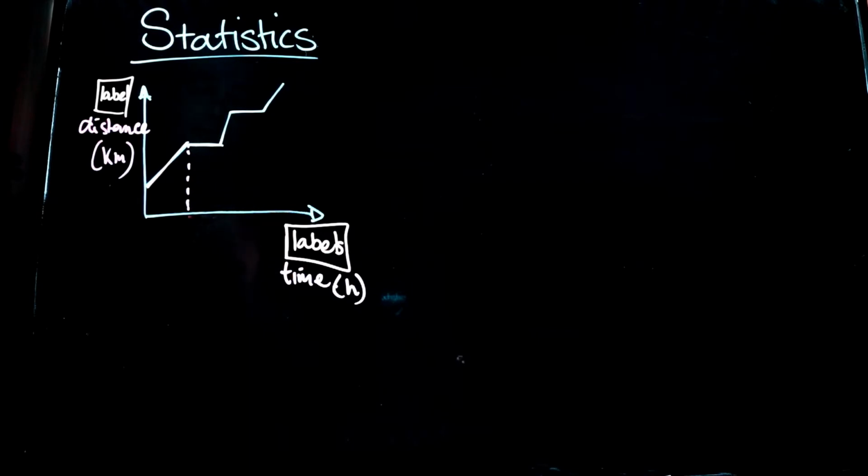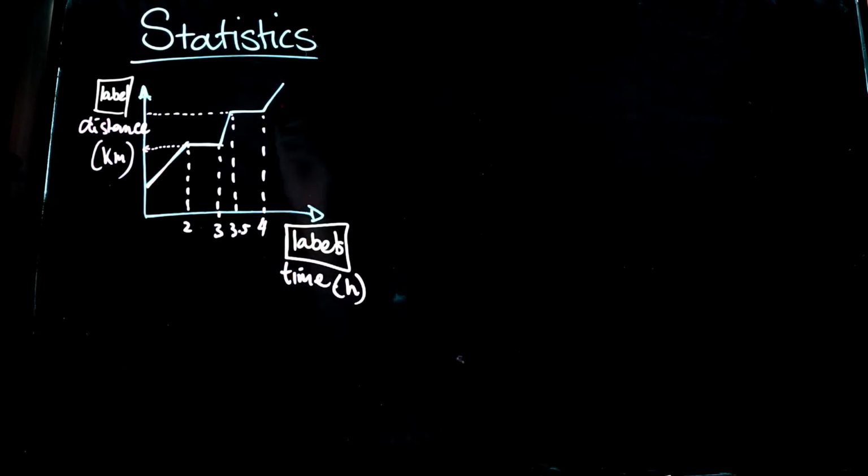And so that might be 2 hours, that might be the next hour, and so on. That might be 3.5, and this might be 4. Who knows? That's a general thing. And then with our eyes we can read off onto the other axis what the distance is at different points. Okay, so that's a general idea of what we're doing when we're drawing a line graph.